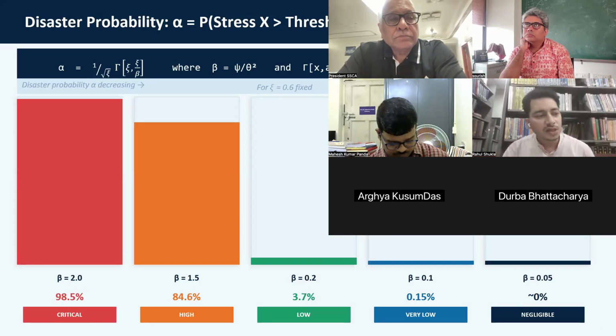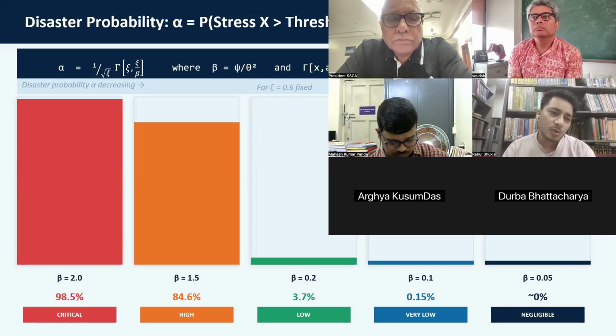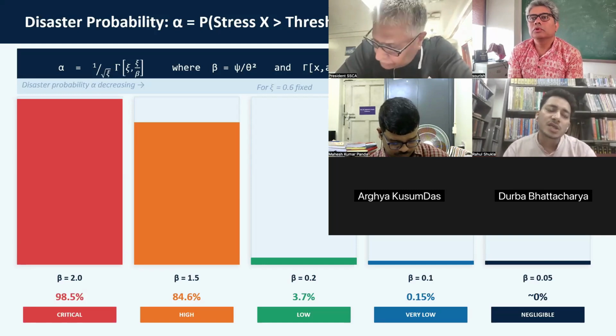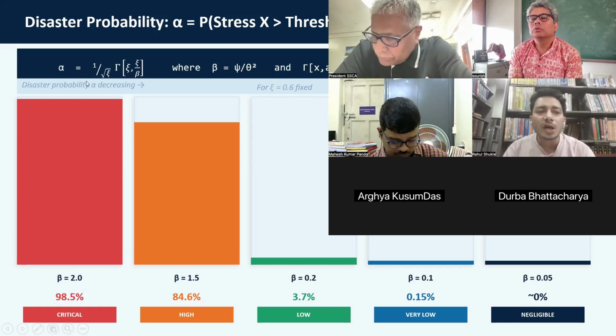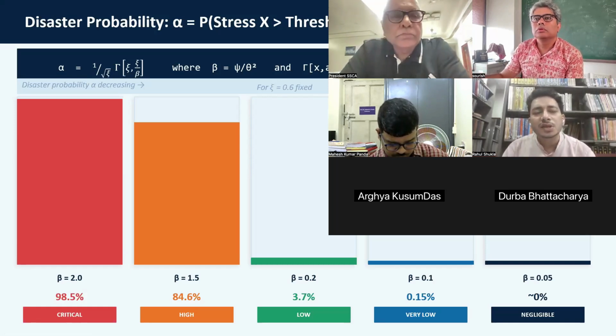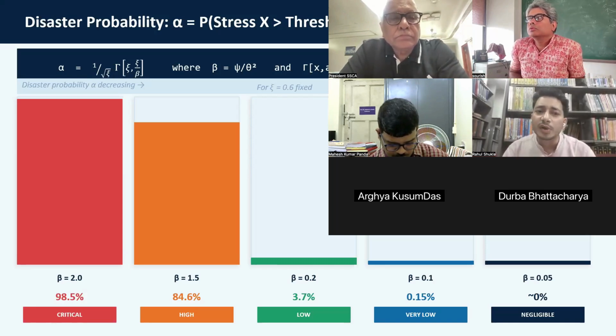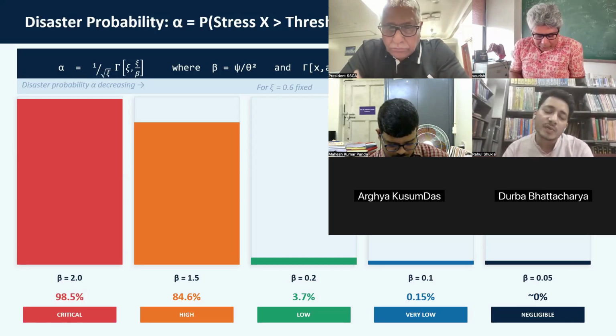If you see Table 1, here I calculated the disaster probability numerically. The formula of the disaster probability which I derived for this situation is alpha equal to 1 upon root xi, times the upper incomplete gamma function of xi comma psi upon beta. Here beta is combined from two parameters: one parameter of the power function, which is theta, and one parameter of the Nakagami distribution, psi.